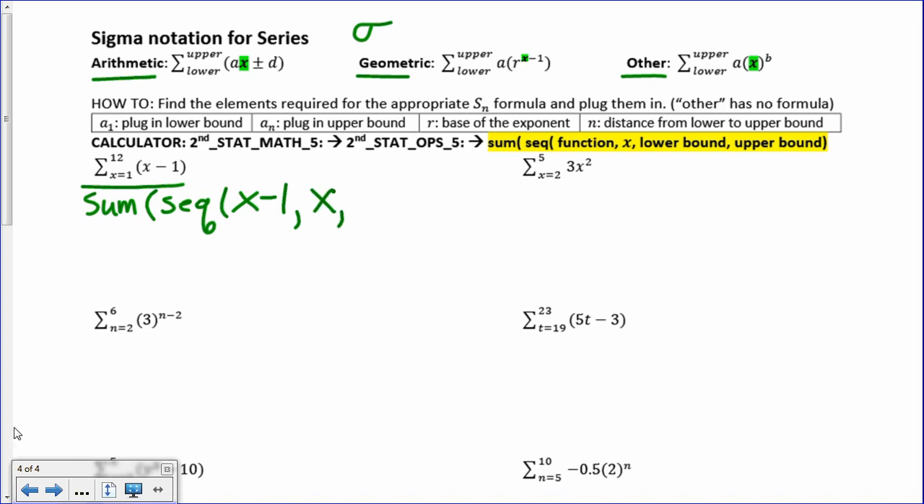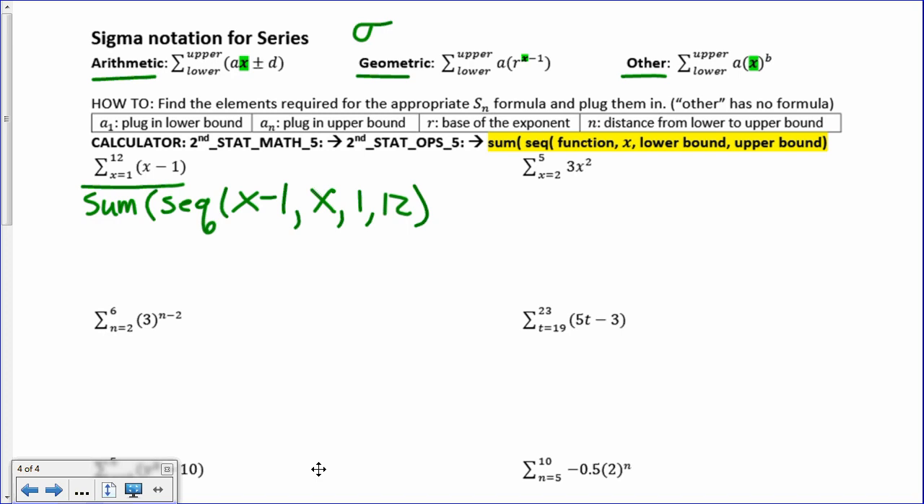So we're just following this rule. You type down the function, comma, x, comma. You have to tell it what variable it's working in. Then your lower bound and upper bound are the two numbers on the edge of the sigma. Your lower bound is 1, another comma, then 12 is your upper bound, close parentheses, and push enter. Then you should get a number.